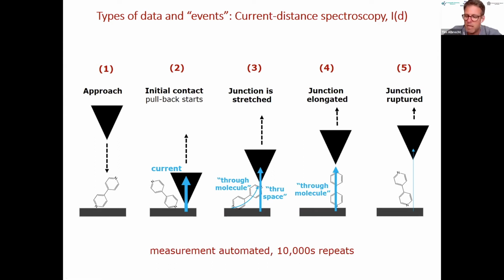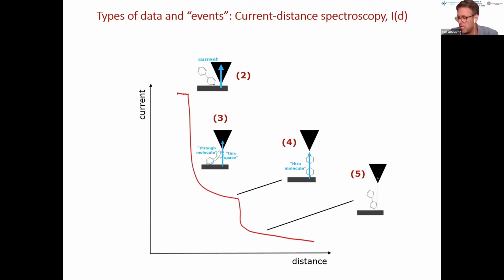It can be automated fairly easily, right? So you get thousands of traces, current distance tracings in the way I've shown them here in this illustration. So again, at the beginning, we have tip substrate contact, right? So we may get a fairly constant current. Then we pull back the tip, and because of the quantum mechanical nature of the process, we get an exponential decay, right? Then we've got the formation of the molecular bridge, which eventually ruptures, right?